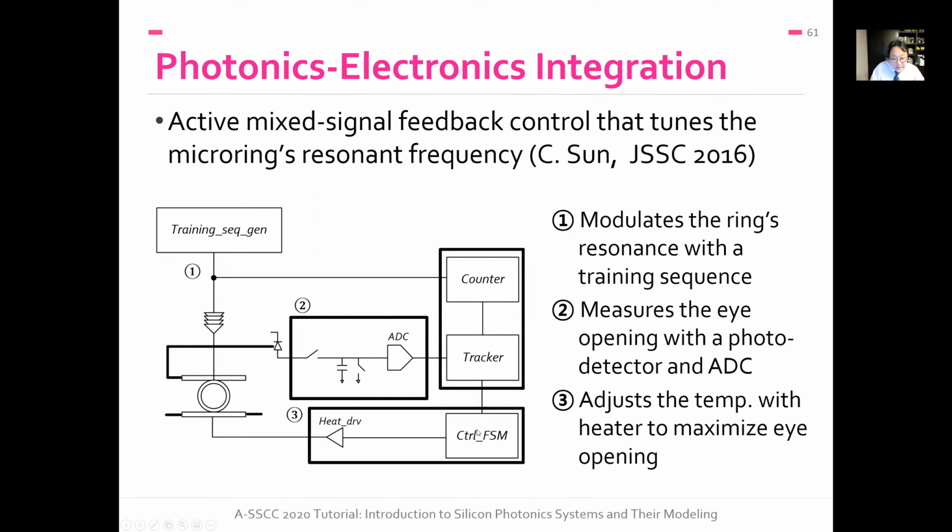And the means of doing that in this work is to change the temperature, basically embedding a heater, a resistive element near the ring resonator, and driving a different amount of current to adjust the temperature. So here's a big feedback loop that includes the photonic element, the analog mixed signal element, as well as the digital feedback loop.